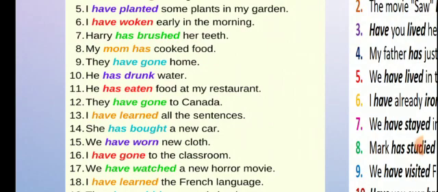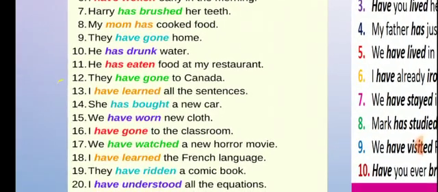There they have mistakenly highlighted the wrong words, right? My mom has cooked. Has cooked is the present perfect tense verb. They have gone home. He has drunk water. He has eaten food at my restaurant. They have gone to Canada. I have learned all the sentences.